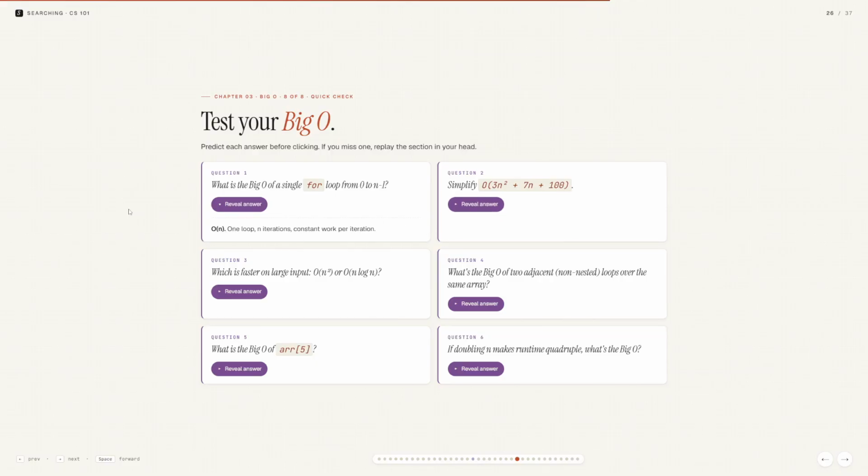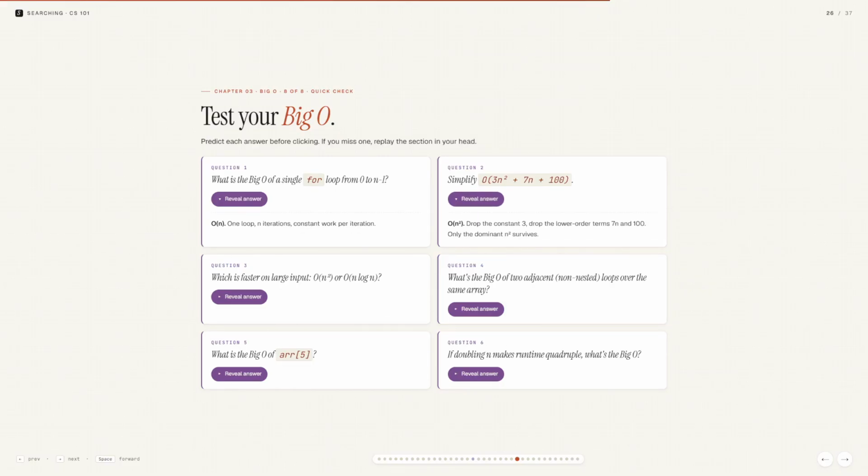Question 2. Let's simplify O of 3n squared plus 7n plus 100. Again, simplify O of 3n squared plus 7n plus 100. You may write all of these down on paper, or pause the video again. Okay, now I've given a bit of time. Let's move on with question 2. So the answer is O of n squared. We just did this on slide 24.